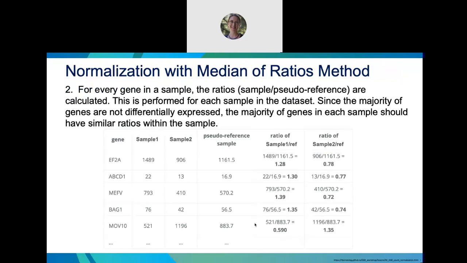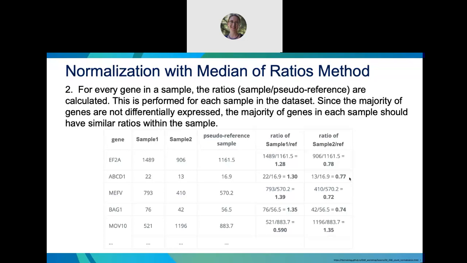Then we calculate the ratio. We start with the sample. We take the sample over the pseudo-reference for every single gene. And so we're adding a whole bunch of columns here. We have the ratio of sample 1 over the reference, ratio of sample 2 over the reference for every single gene. So the rationale here is that because the majority of genes are not differentially expressed in an experiment, that's an assumption that's been empirically demonstrated, the majority of the genes in each sample should have similar ratios within the sample.